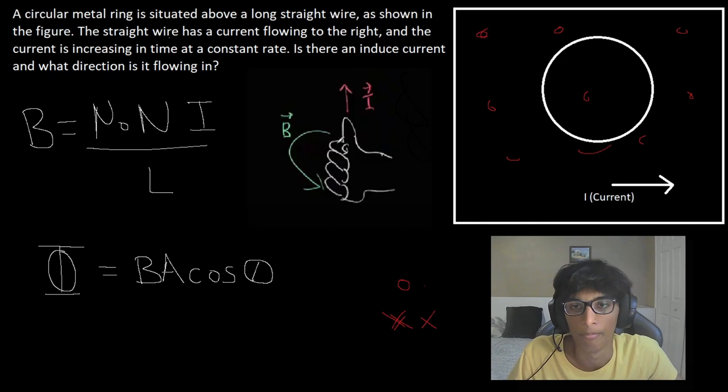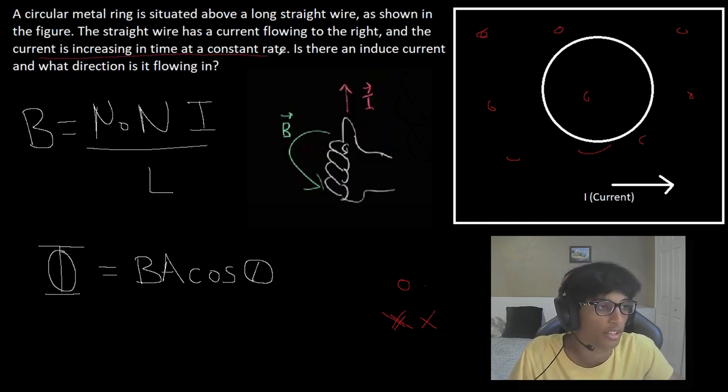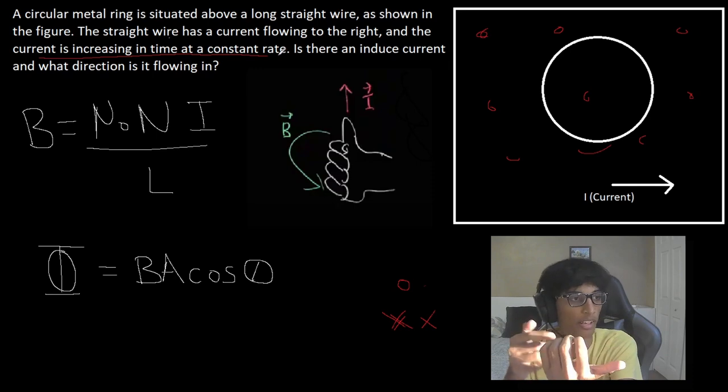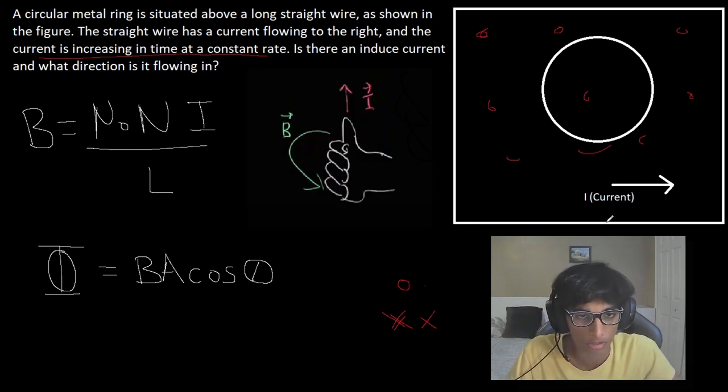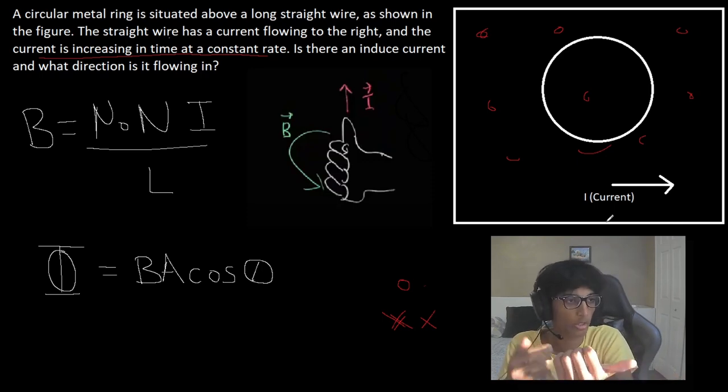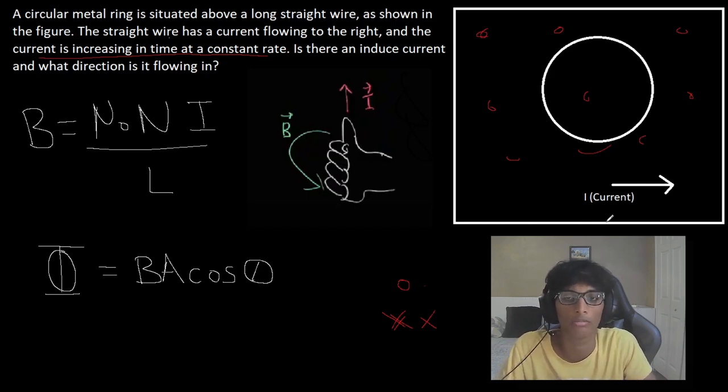Now, with that being said, it also says that the current is increasing at a constant rate. So that means there's an induced current. That also means that as this current to the right is increasing, the magnetic field at this point is also increasing. And according to Lenz's law, if there's a magnetic field increasing in one direction, there must be a counteracting magnetic field and a counteracting current going the other way.